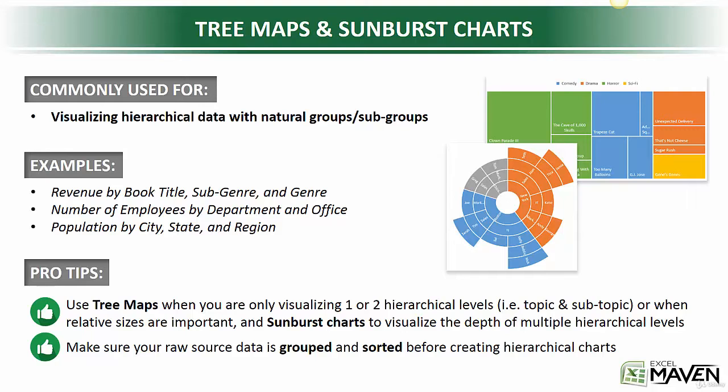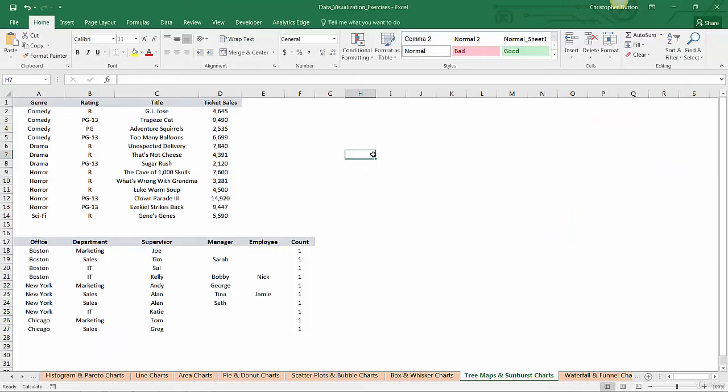And I'll show you an example of why that's so important. So let's take a look. All right, so here we are in the tree maps and sunburst chart tab of our DataViz exercises workbook. And here I've got two sample data sets. I'm going to use one to create a tree map and the other to create a sunburst chart.